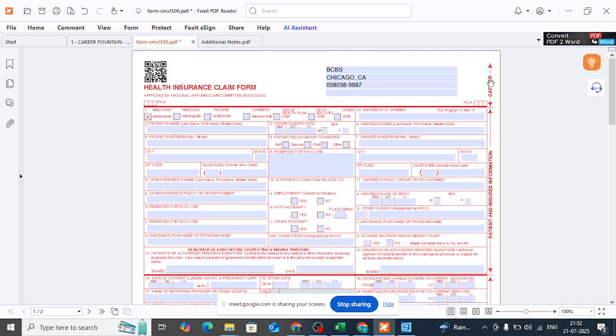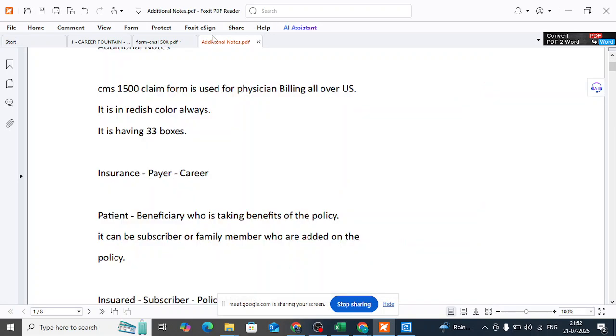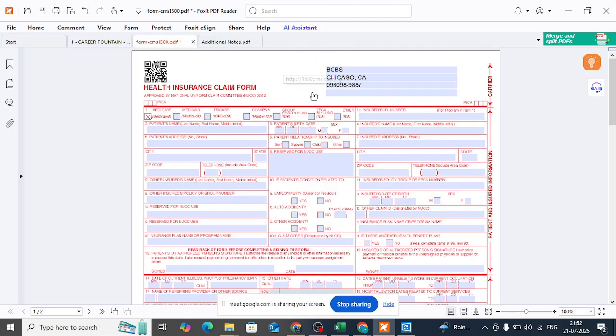The first portion on the claim form is the carrier. The carrier is nothing but the insurance, also known as the payer. So if somebody uses the word payer or carrier, it is nothing but the insurance. The first portion is for the insurance information.